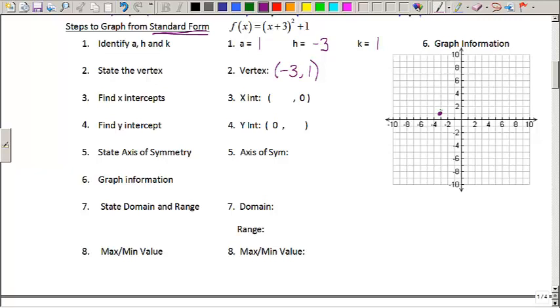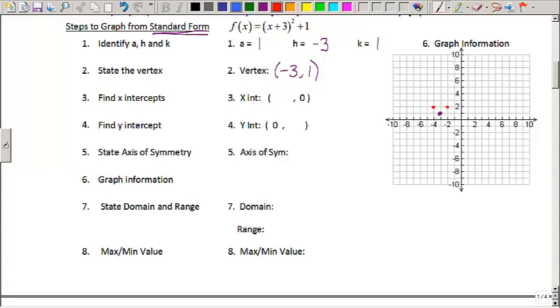I could use my A to get at least 2 more points. My A is a +1, so from my vertex, I can go right 1 and up A, which is 1, and left 1 and up A, which is 1. I have at least 3 points. It's going to get me a fairly good graph, but I'd like a little bit better graph on this particular problem. So I'm going to keep doing my steps, and I'm going to find the x-intercept.